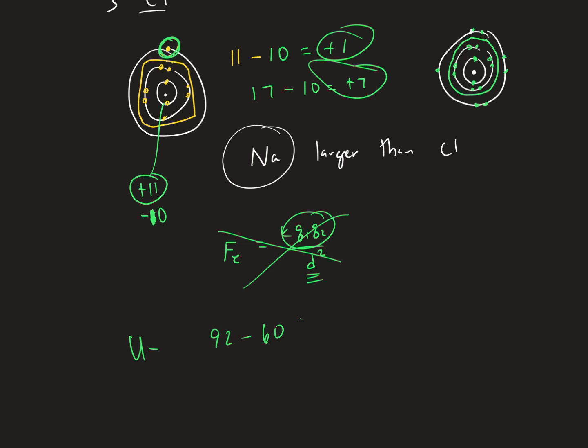But you've got to get rid of those shielding electrons that are kind of pushing the electrons out. So you take the charge of the nucleus minus the electrons that are pushing the other electrons, the valence electrons, out, and that's going to be your effective nuclear charge.